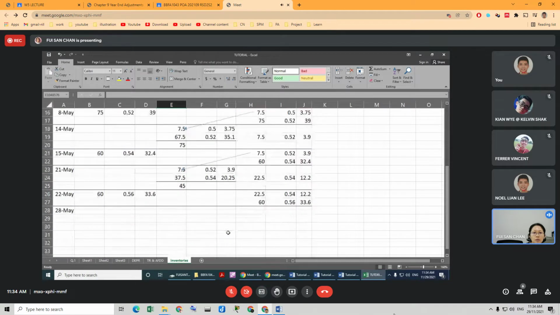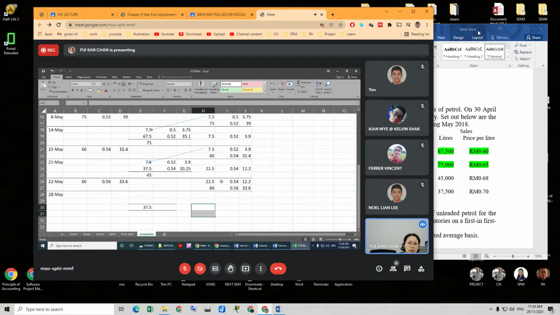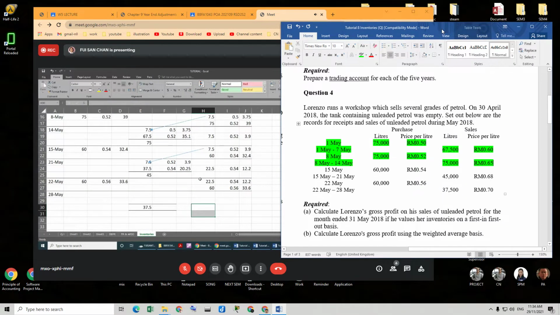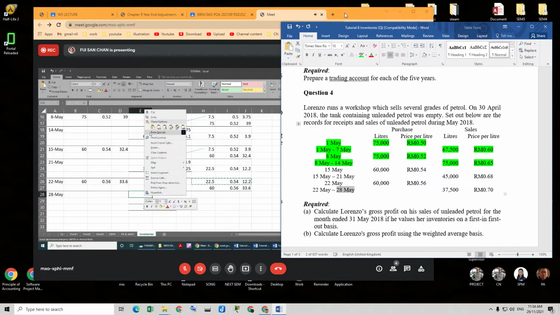My total issue is 37.5, correct? In total, we issue 37.5. So now you have to be careful. But then you see, you have remaining, right? You must utilize the old one first. So the old one is here. Carry this one down, right? Use the old one first at 54 cents.